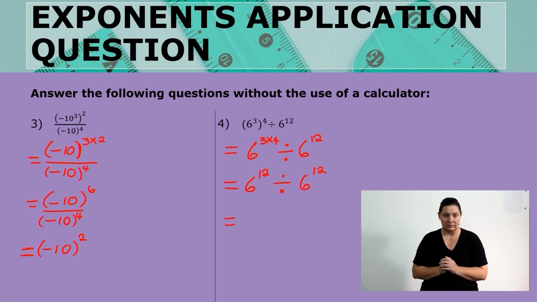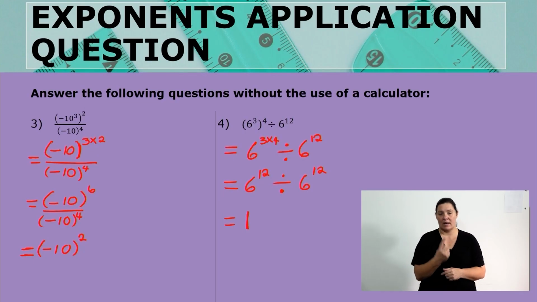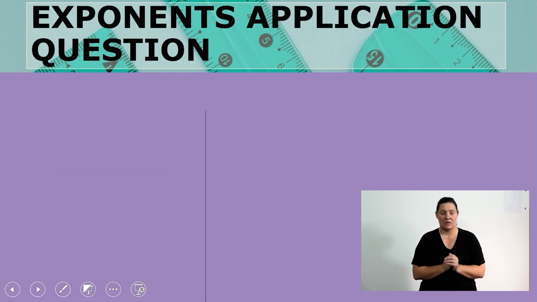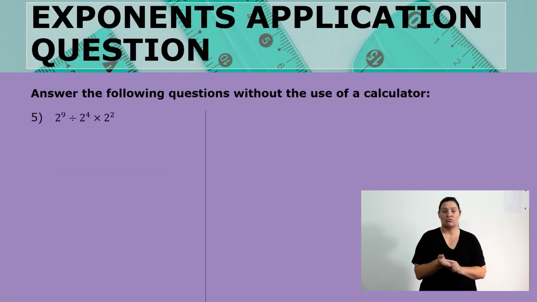We have a power that is the same, and we are dividing it by a power that is the same. So do you remember what happens when we are dividing the same number by itself? That takes us back to the properties of 1, and that is going to give us an answer of 1. Let's move on to the next example, where we have 2 raised to the exponent 9 divided by 2 raised to the exponent 4 multiplied by 2 squared.